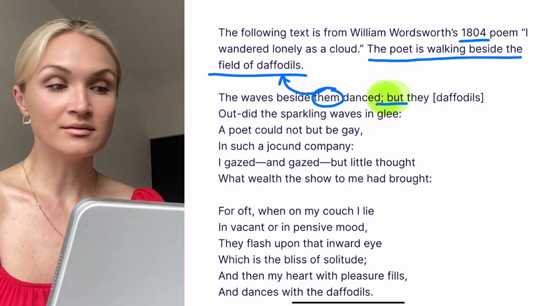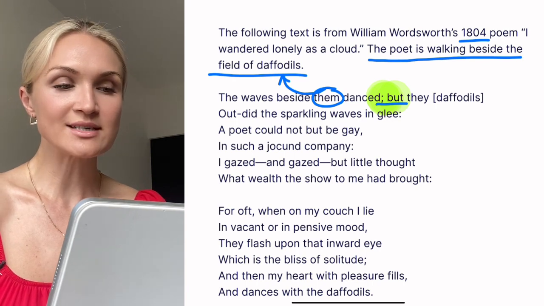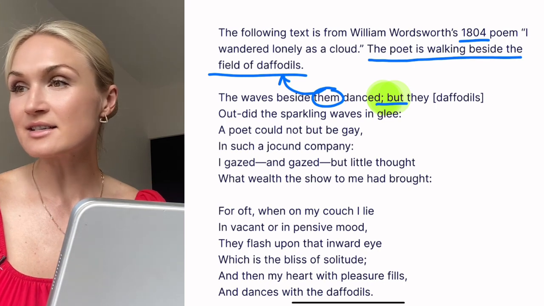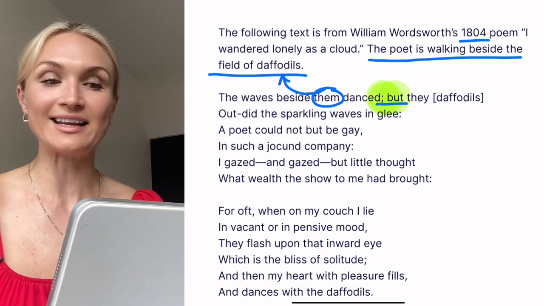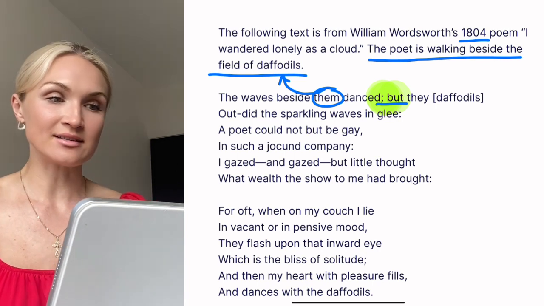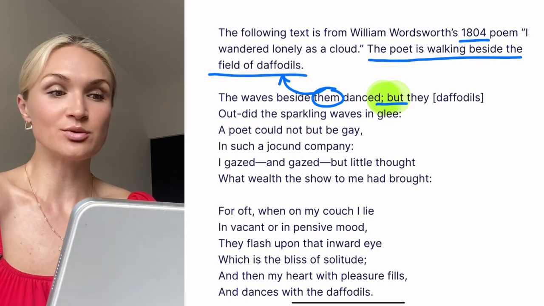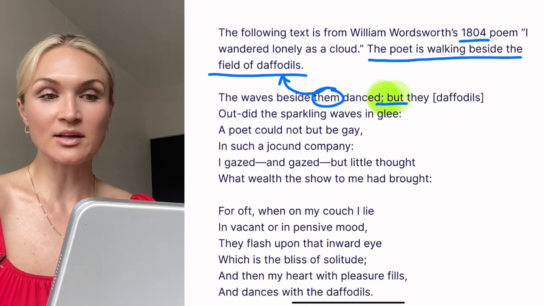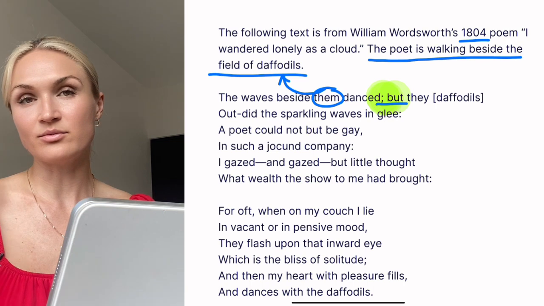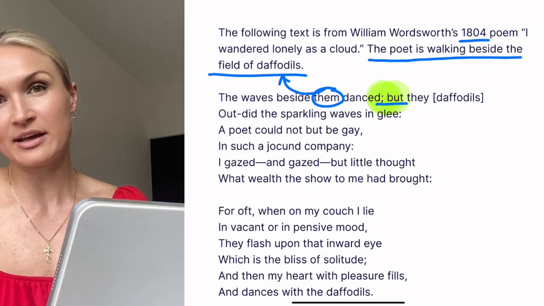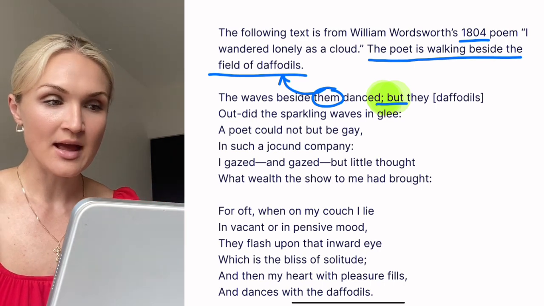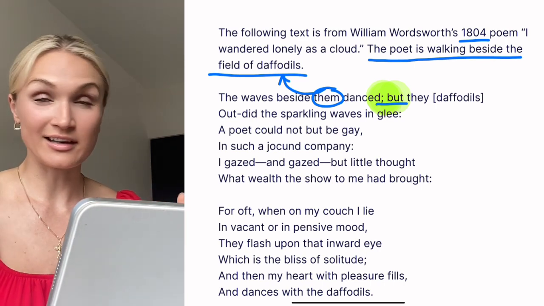But they, the daffodils, outdid the sparkling waves in glee. Glee is also sparkle, right? It's delight, it's happiness, it's joy. So, but the daffodils, they were doing better than the sparkling waves in glee. So maybe he's comparing the joy that the flowers are bringing him to the joy that the water is bringing him. Colon, meaning like, here's what I mean by that.